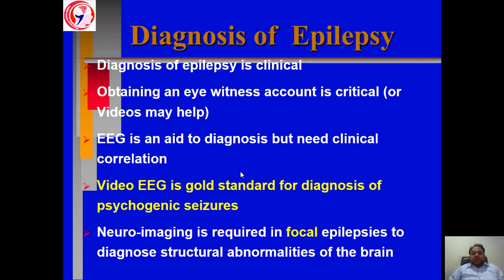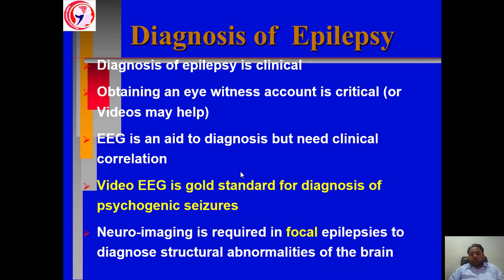Diagnosis of epilepsy is clinical. There is no specific test or investigation to diagnose the patient with epilepsy. The diagnosis of epilepsy is confirmed by obtaining an eyewitness account. For example, if a patient has epilepsy of generalized type, he cannot remember what has happened to him during the fit, during the seizure. We can call the patient's attendant who has seen the patient during that episode.